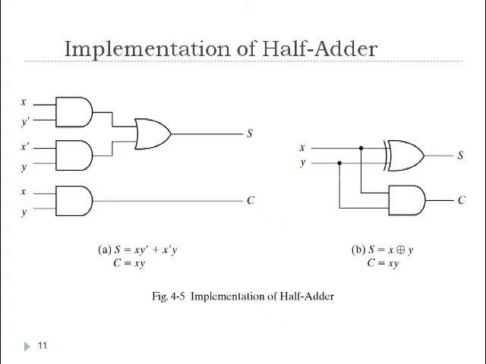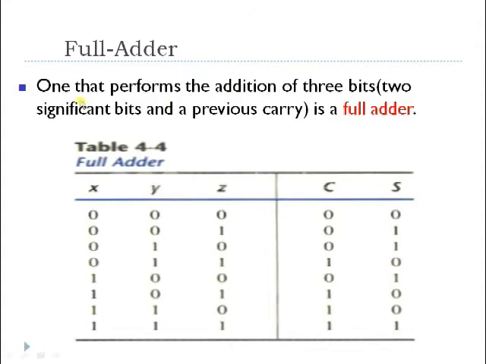Now let us see what a full adder is. Why do we have to go for a full adder? If we want to perform addition between two 2-bit operands, or two operands holding more than 1 bit, then you have to go with a full adder. Now what is this full adder? One that performs the addition of 3 bits, 2 significant bits and a previous carry, is a full adder. So it is mainly used for adding 3 bits, where one bit is the previous carry and the remaining 2 bits are the operands.